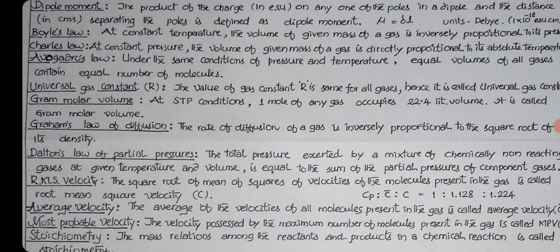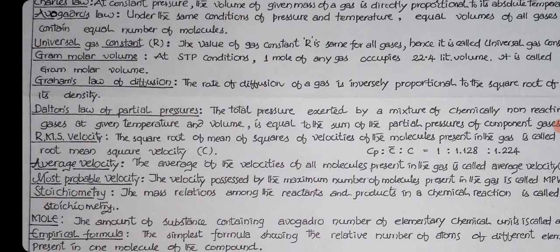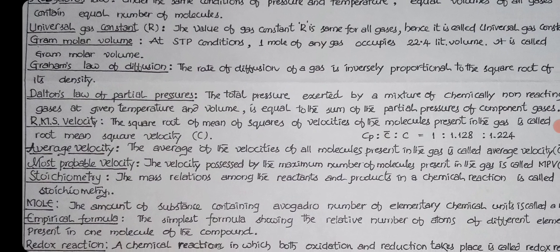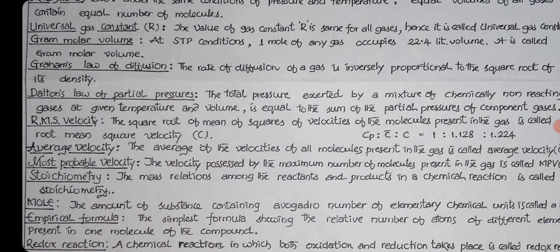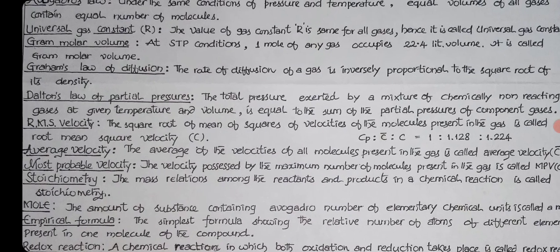Avogadro's law. Under the same conditions of pressure and temperature, equal volumes of all gases contain equal number of molecules. That's Avogadro's law. Universal gas constant R. The value of gas constant R is same for all gases, hence it is called universal gas constant.